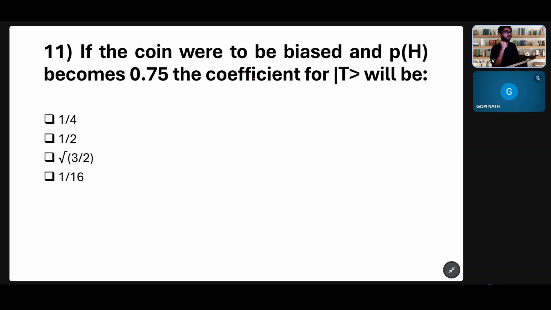If the coin is biased and the probability of heads becomes 0.75, what will be the coefficient of tails? The coefficient of tails will be the square root of the probability of tails. The probability of tails is 1 minus 0.75, which is 0.25. To find the coefficient of tails, you take the square root of 0.25, which is 0.5, or 1 by 2. So the correct answer is 1 by 2.